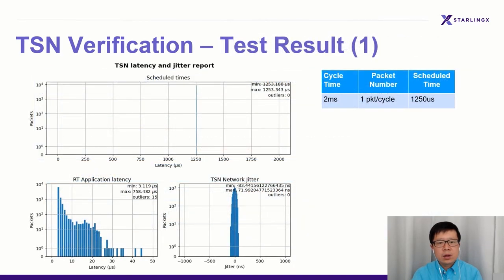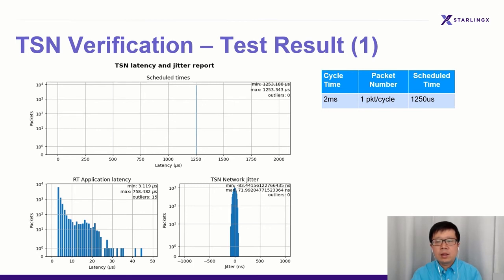In the test, we set the period as 2 milliseconds. One packet is sent per cycle, and the scheduled time, that is the time when a packet should be sent within a period by the hardware, is set as 1250 microseconds. During the test, around 10,000 packets were sent from the StarlingX node to the Ubuntu node. The right figure is the test result.